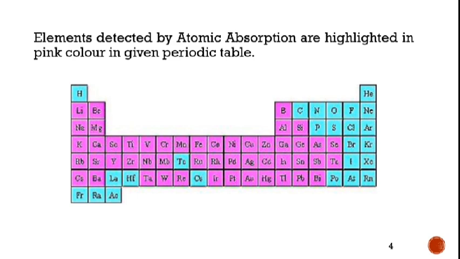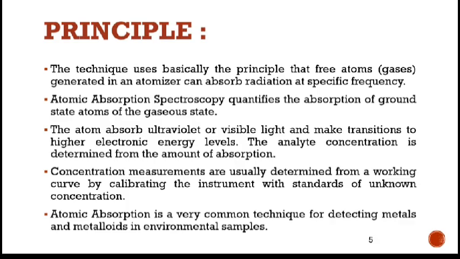Principle behind atomic absorption spectroscopy: the technique uses the principle that free atoms or gases generated in an atomizer can absorb radiation at a specific frequency. Atomic absorption spectroscopy quantifies the absorption by ground state atoms in the gaseous state. The atoms absorb ultraviolet or visible light and make transitions to higher electronic energy levels. The analyte concentration is determined from the amount of absorption.